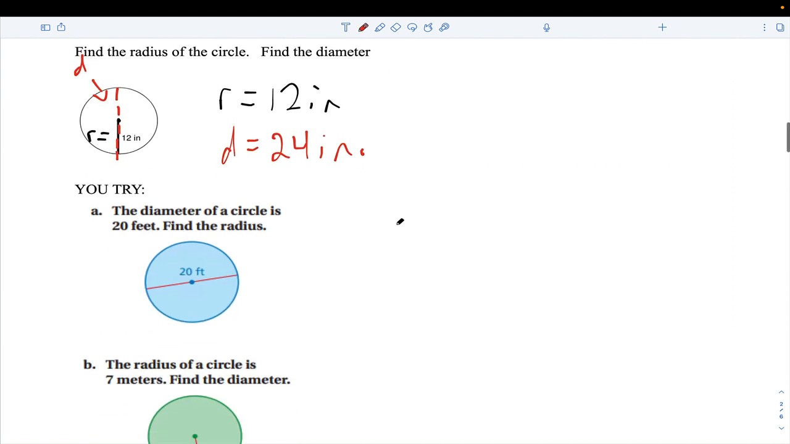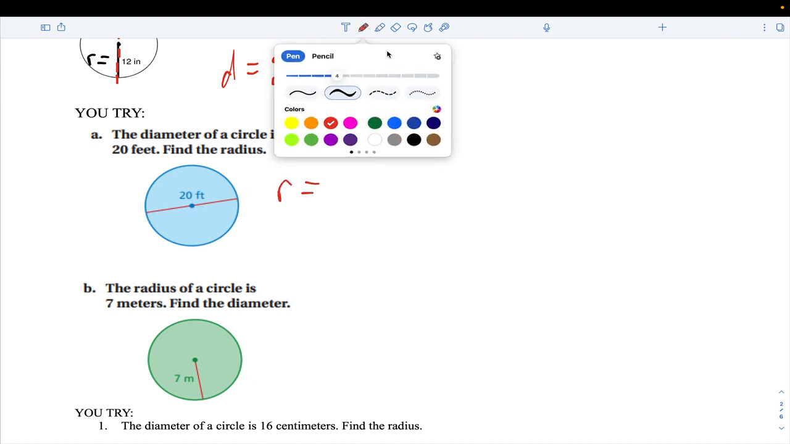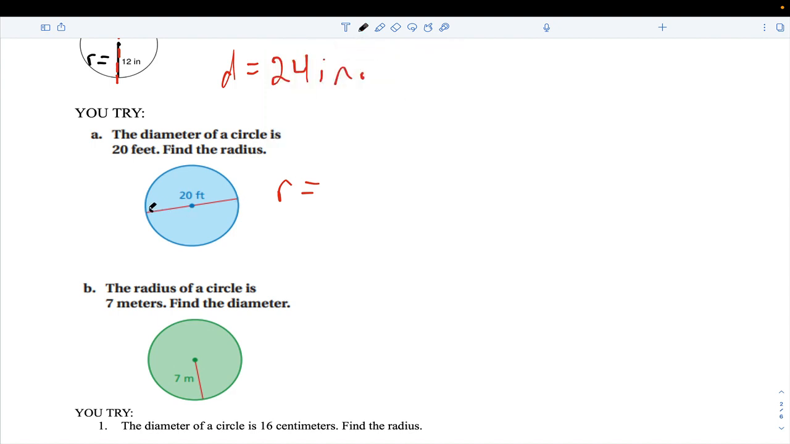If you are given the diameter, just like Kinley said, you have 20 feet for the diameter. What would the radius be? R would equal half of that. Jenica, what would it have to be? 10. It's going to be half of 20. You can divide 20 by 2. 20 divided by 2 is 10 feet.